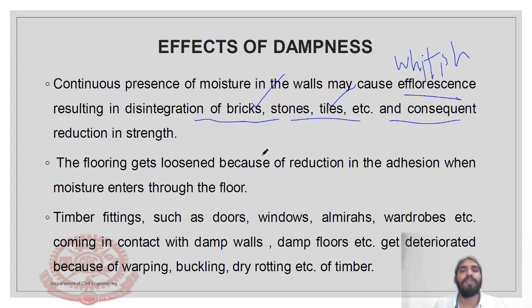The flooring gets loosened because of the reduction in adhesion when moisture enters the floor. If it is a tile flooring, whatever it may be, it may get loosened because of the reduction in the adhesive force. The adhesion between the tile and the floor may decrease.